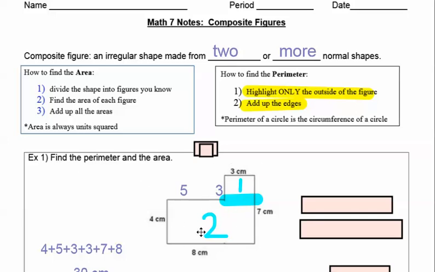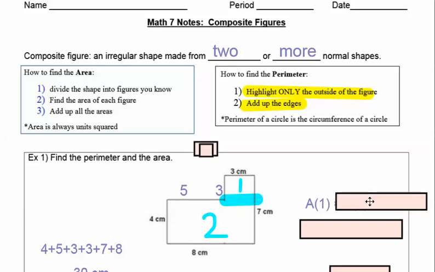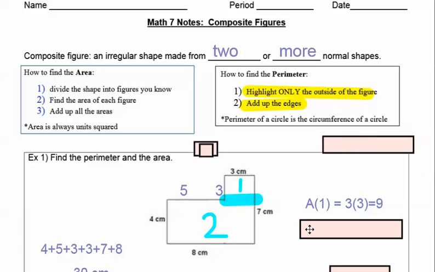So we just have to find the area of each one separately, and then we're going to add up the area of this guy with the area of this guy, and that will give us the total area. So area of our first one is a square, use your formula sheet, it's 3 times 3. Gives us 9. The area of the second guy is going to be a rectangle. It's going to be length times width. So we have this times 4.